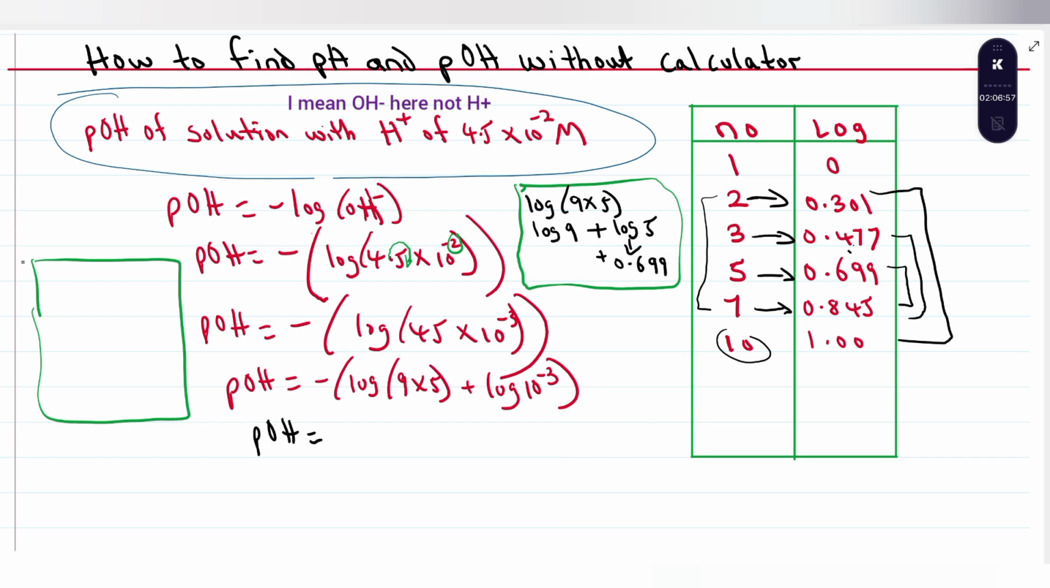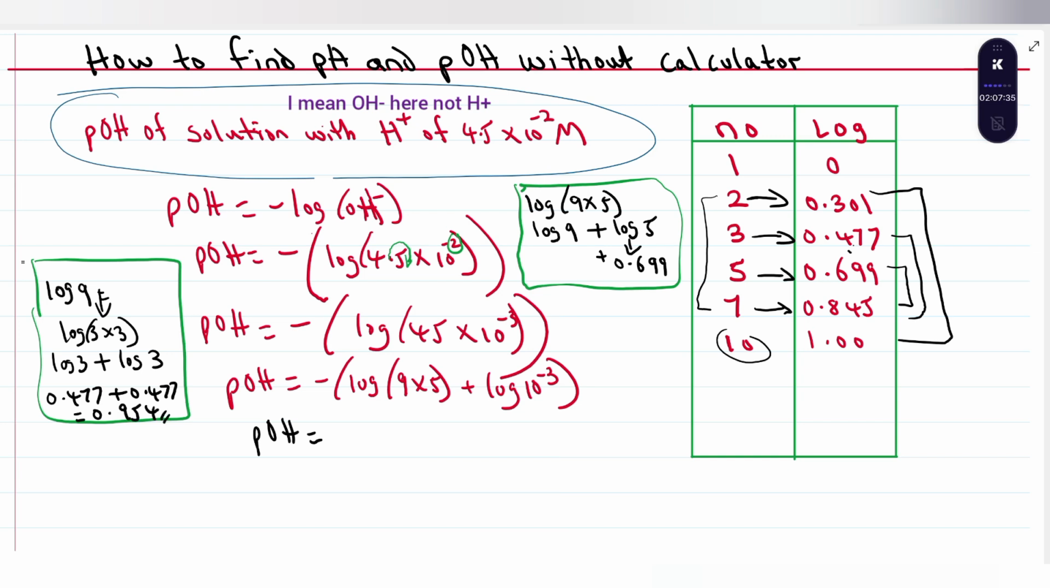Our log 9 will be log 3 times 3, right? So that will be log 3 plus log 3. If you understand. So log 3 plus log 3, we have 0.477 plus 0.477, and we have 0.954. That's the answer for log 9.